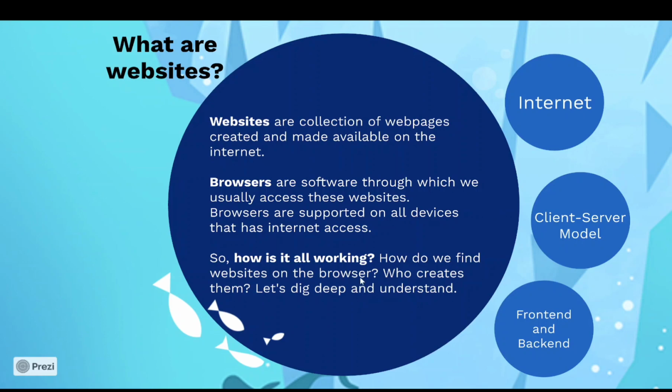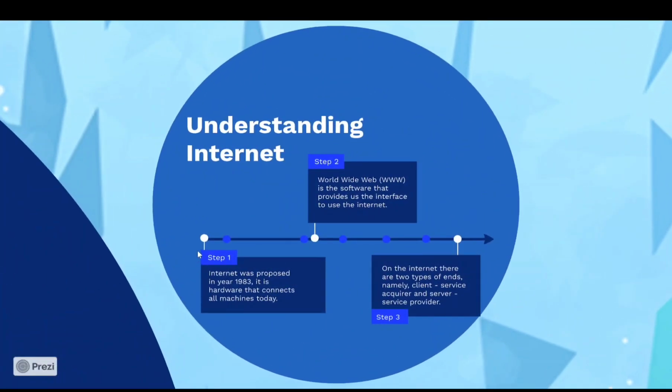Cool. So how is everything working, right? How the internet works. Let's try to understand that part as well. All right. So step one. This is the year 1983, when the internet was first proposed. Now, a lot of people confuse the internet with a lot of things, but actually the internet is just a hardware that connects all kinds of computing devices on the planet today. So it is the wires, the cables, the wireless networks, everything that is working, the hardware, right? That is the part of the internet.